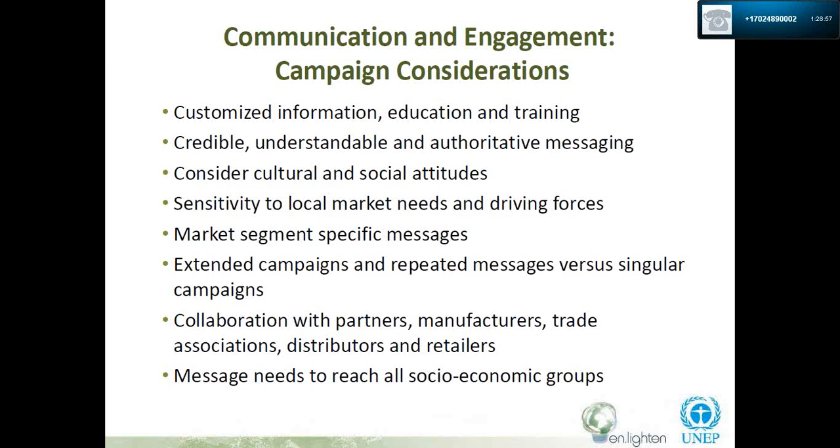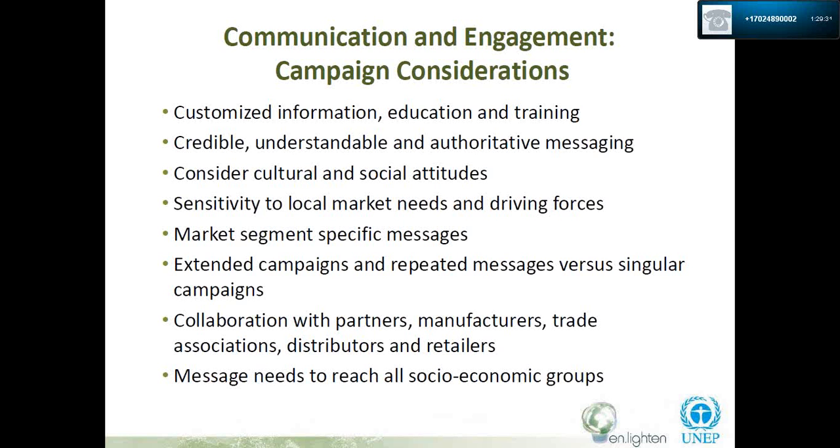Each country has to take a look at the audience that will be targeted in their campaign. They have to have credible, understandable, and authoritative messages. Of course, these are very, very dependent on the culture and social attitudes. There are also a number of concerns that may arise in different local markets based on who the players are in the market and what their motivations are. So basically you have to craft messages that address all of these local needs and get the main message across.